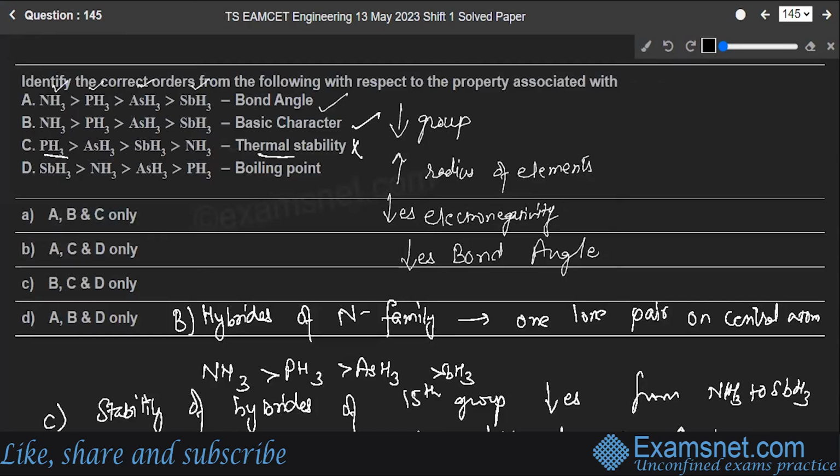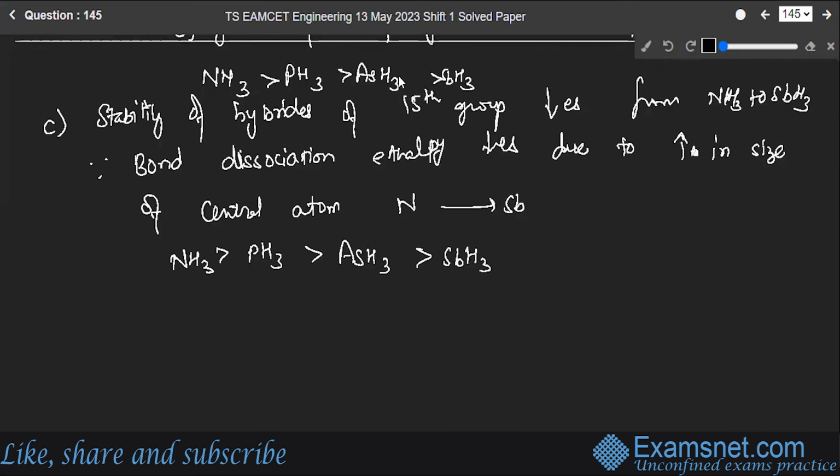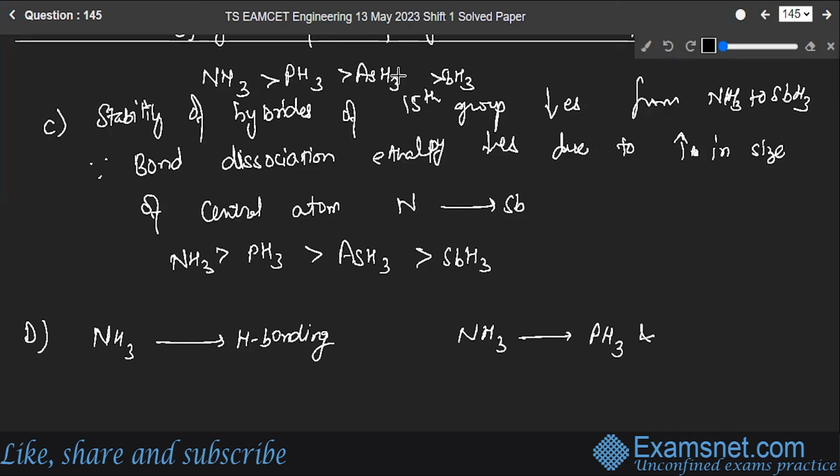Okay, let's go with the last, that is the boiling point. See, the boiling point depends on the molecular mass of the compound. As we go down the group, the molecular mass increases, and so does the boiling point. But there is an exception. In ammonia, there is the presence of hydrogen bonding. Due to this, the bonds become stronger because extra bonds are involved, and the boiling point becomes exceptionally high. Therefore, NH3 has a boiling point higher than PH3 and AsH3.